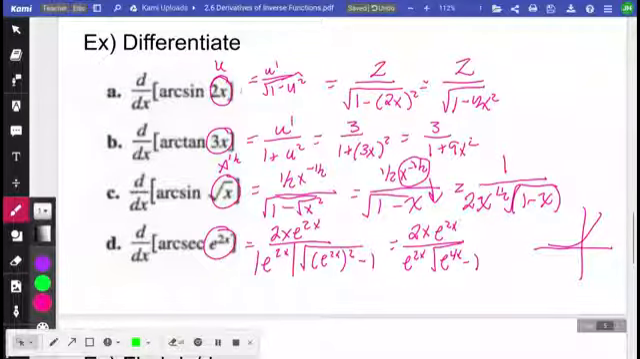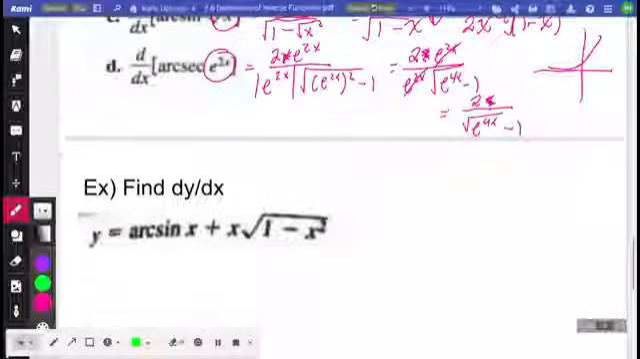If you notice, there's an e to the 2x on top and e to the 2x on bottom, so it simplifies one more time to be 2 all over the square root of e to the 4x minus 1. Just 2 on top, because the derivative of 2x is just 2. So you just have to use those formulas very carefully.